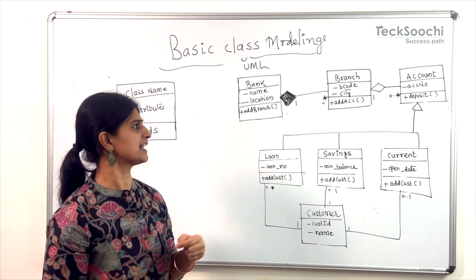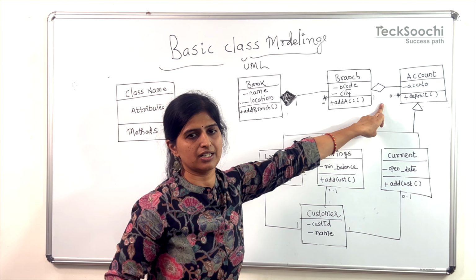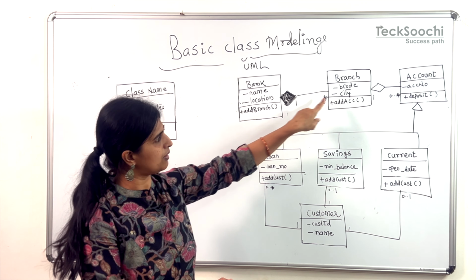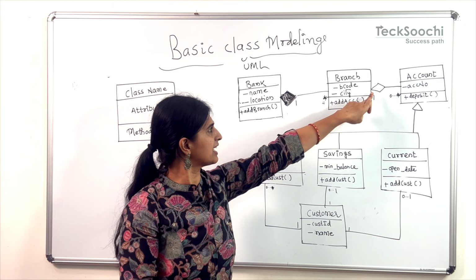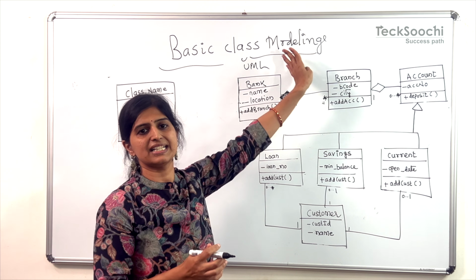Okay, strong aggregation is also referred to with the term composition. Here it is referred to as weak aggregation. What is the differentiation that you have? Here I have darkened the diamond shaped symbol, but here I have not darkened it, which indicates that both branch and account can exist independently without depending on each other.